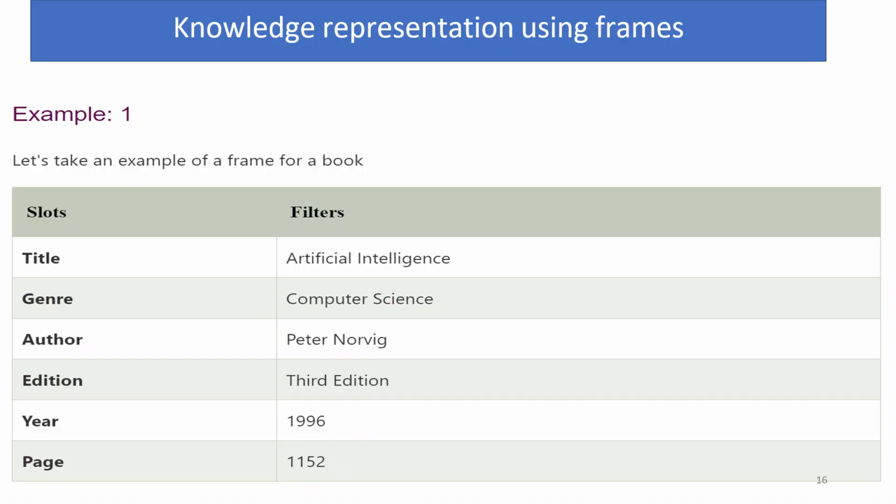Edition is third edition. Year is 1996, when the book was published. Pages is 1152, the total number of pages in the book. Why do we set this up as a frame? The frame groups all the information about the object, the book, into a single structure. Book is the frame; title, genre, author, edition, year, and pages are the slots. The corresponding values are the fillers.